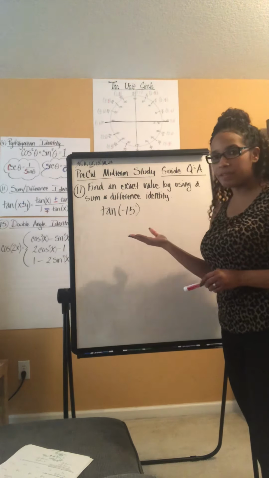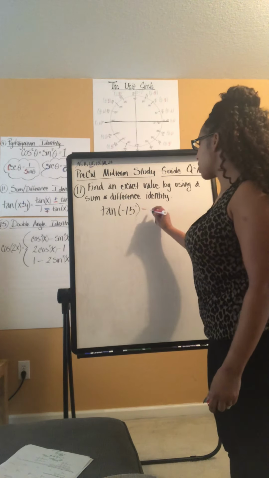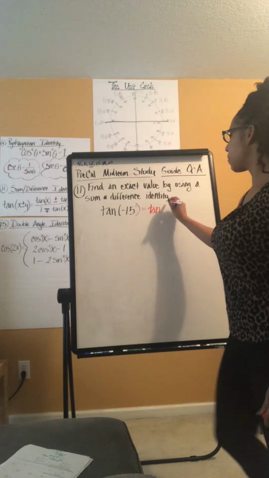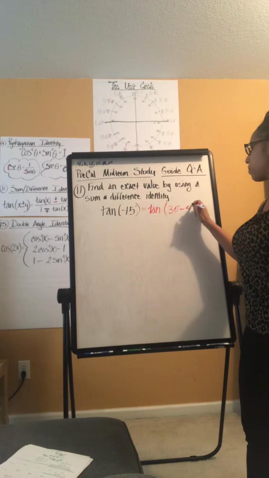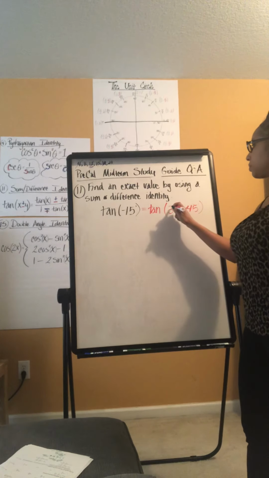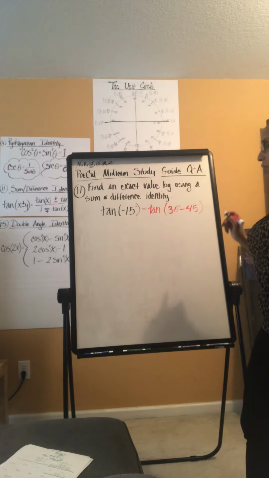I have a negative 15, so I'm going to subtract. The easiest route, I think, would be to call negative 15, that's the same thing as 30 degrees, take away 45 degrees. Hopefully y'all got that far. All right, so 30 degrees minus 45 degrees.